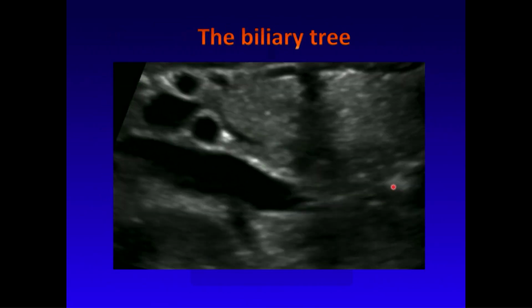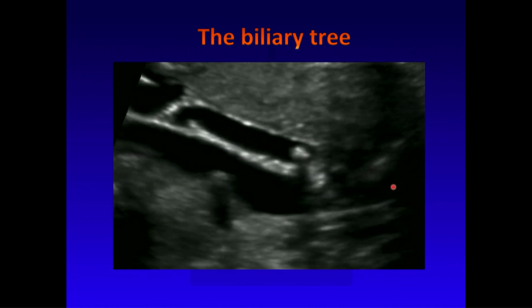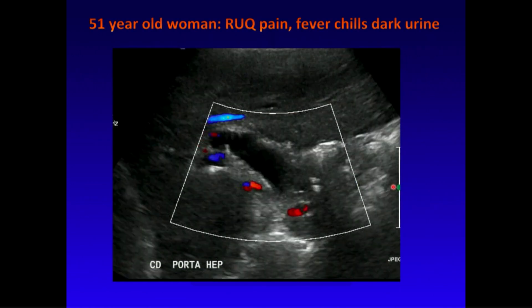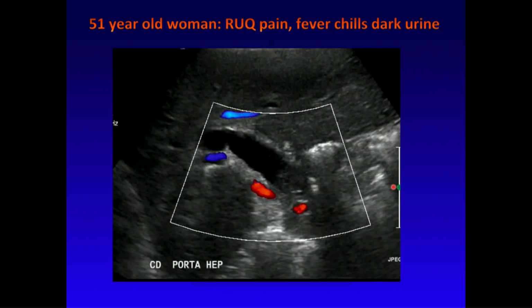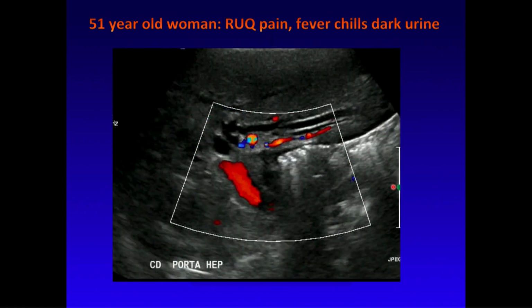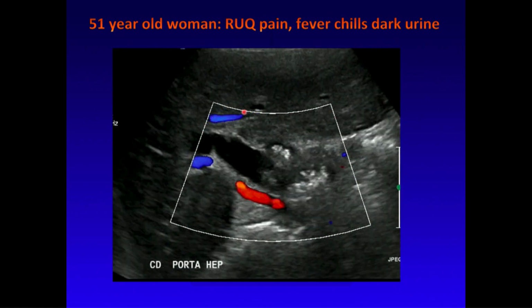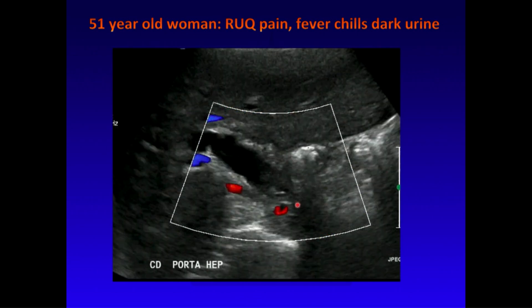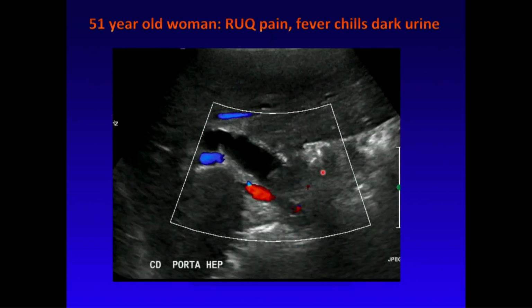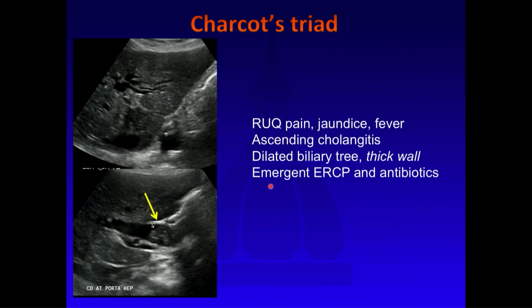Okay, so now we'll talk about the biliary tree. Let me start with this patient. This was a 51-year-old woman who presented with right upper quadrant pain, fever, chills, and dark urine. She had the ultrasound first, and you can see that there is intrahepatic biliary tree dilatation, a very dilated common bile duct, and this kind of soft tissue mass, not really shadowing. If you look at the still images, perhaps you can see that there is maybe a biliary thickening of the bile duct.